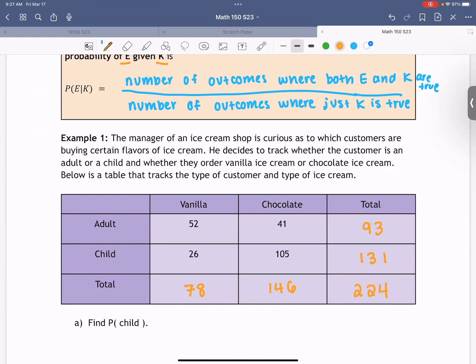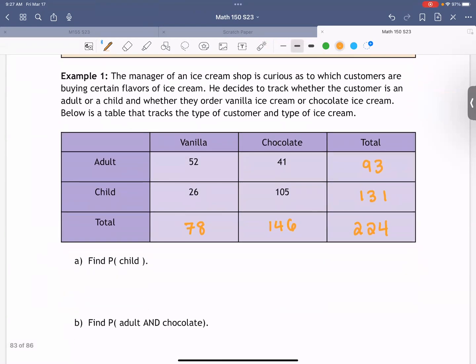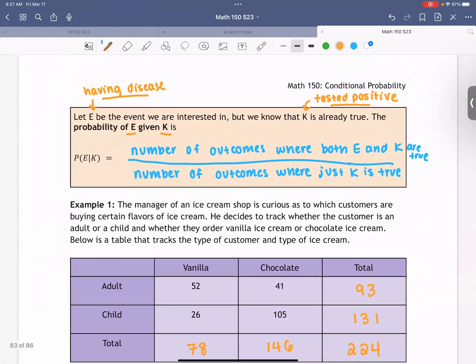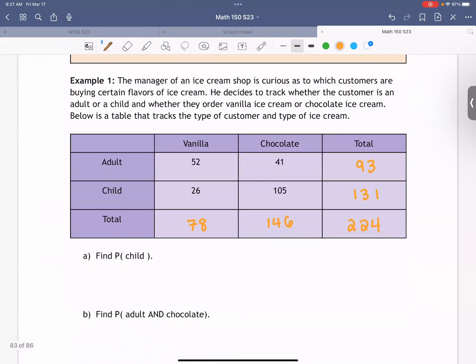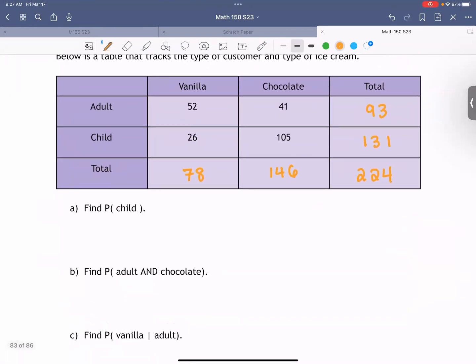What I like to do is just add down, write down the number, and then add across. Because if those two numbers are the same, then you know you've done something right. If you get different numbers, then you've probably done something wrong. Before we get into these conditional probabilities, why don't we just do a couple normal probabilities? Part A says, I want to know the probability that I choose a child.